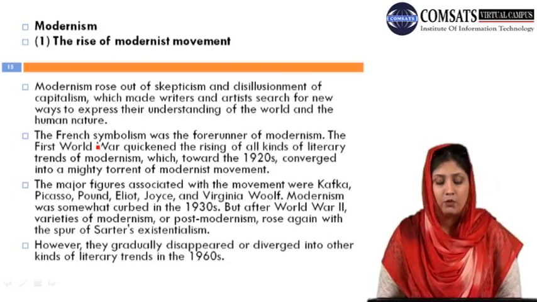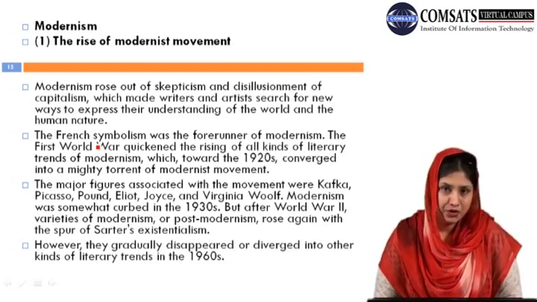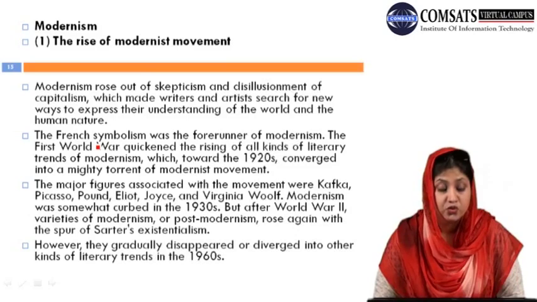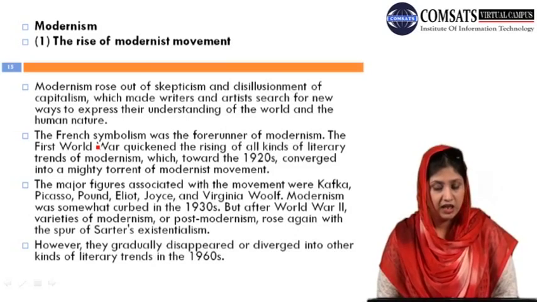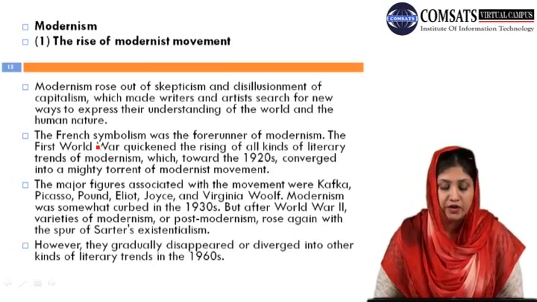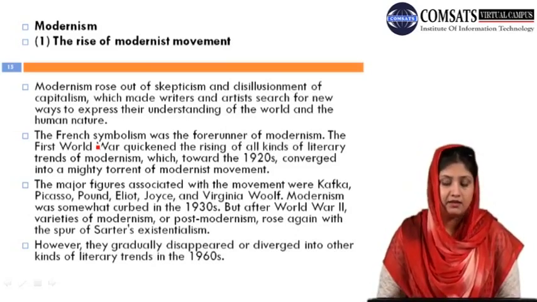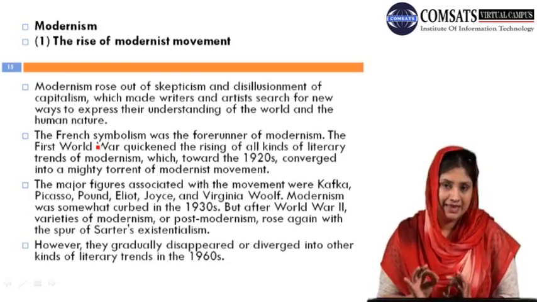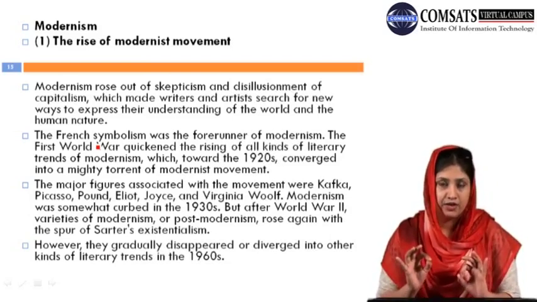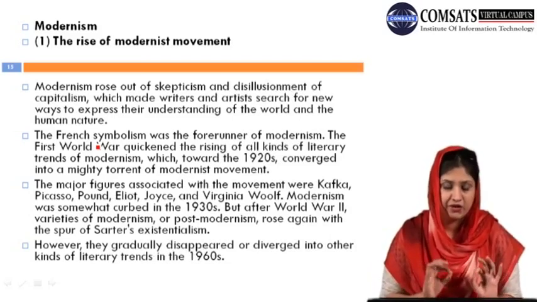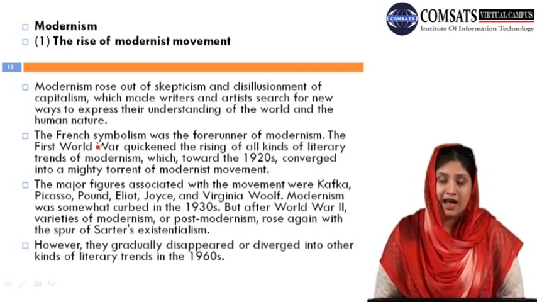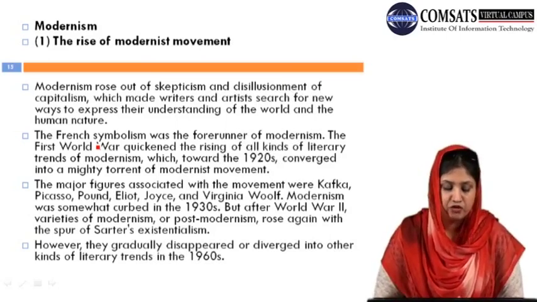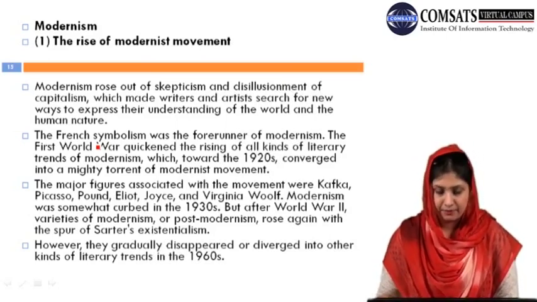Modernism was somewhat curbed in the 1930s, but after World War II, varieties of modernism or postmodernism rose again with the spur of Sartre's existentialism. And the one reference that we recently had, the writer Samuel Beckett, you would know him as the father of existentialism. However, they gradually disappeared or diverged into other kinds of literary trends in the 1960s.